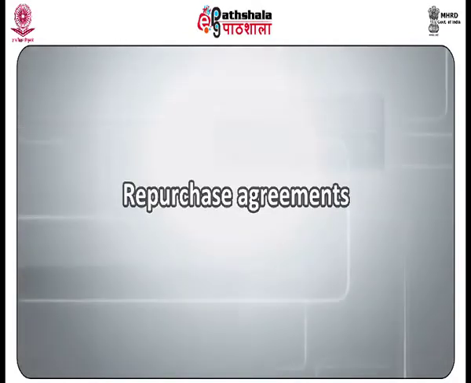For example, let us say that you purchase a 10,000 CD with an interest rate of 5% compounded annually and a term of 1 year. At year's end, the CD will have grown to 10,500. Next is repurchase agreements.